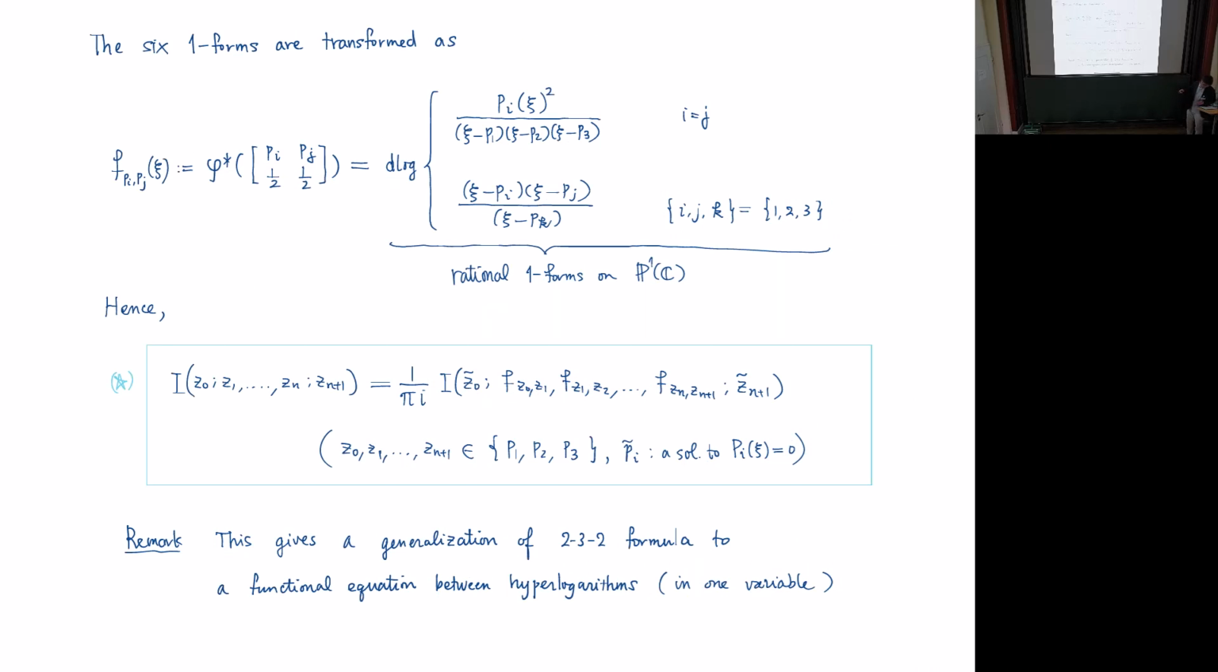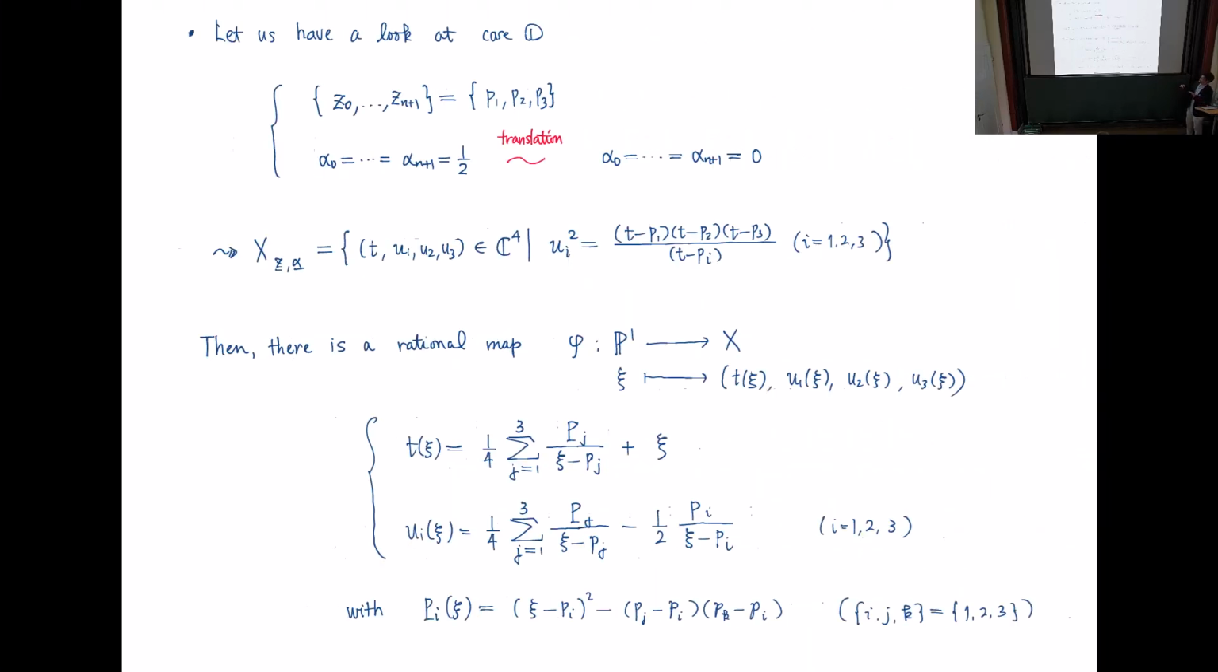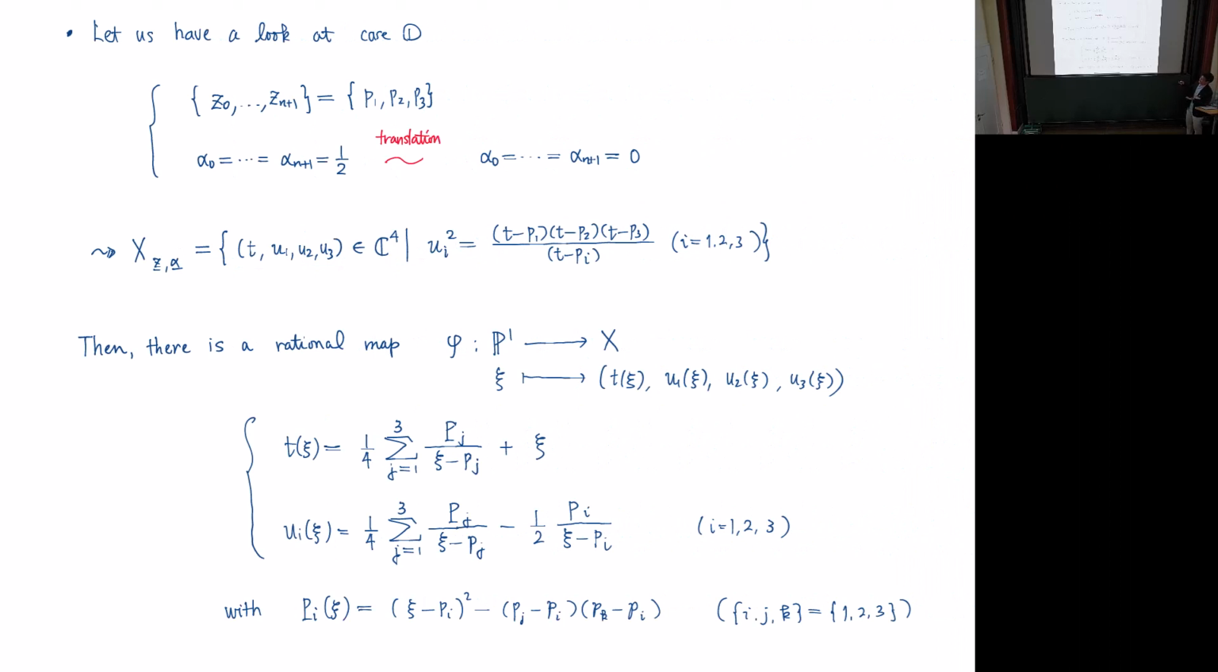But interestingly, in this case, it's not just about an MZV identity, it contains one variable, because P1, P2, P3 are generic, and by automorphism of P1, you can move 2 points, but infinity is fixed, so you can only move 2 points, and the rest is a free variable. So we have some interesting identity between polylogarithms with one variable in this case.